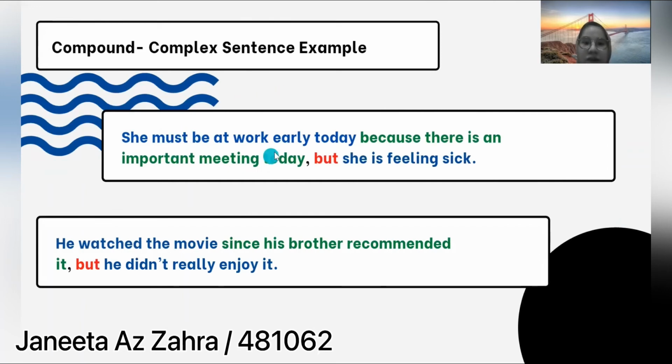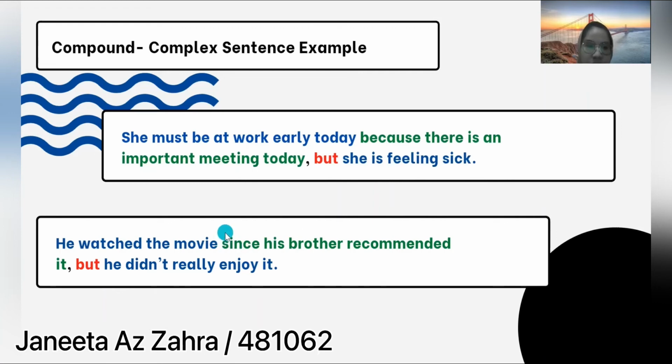First, she must be at work early today because there is an important meeting today, but she is feeling sick. In this sentence, the formula is: she must be at work early today as the first independent clause. Because there is an important meeting today becomes the dependent clause with the subordinating conjunction because. And then there's but as the coordinating conjunction. She is feeling sick as the second independent clause.